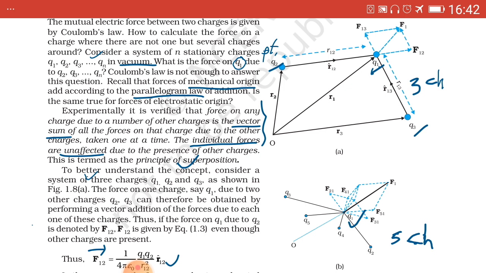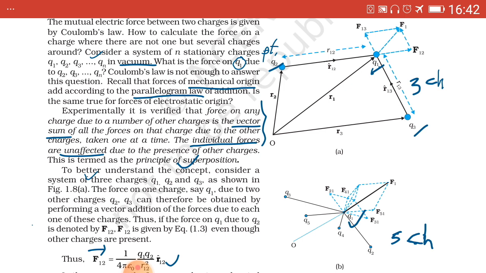Now in the second paragraph given here, the individual forces are unaffected, which are underlined, due to the presence of other charges. Next point, we try to understand this concept by considering two different examples as shown in the figures A and B given besides respectively.